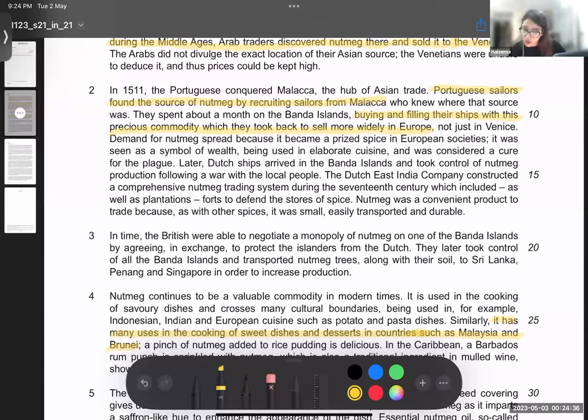Okay, so let's go over the remaining content points then. All right, so demand for nutmeg spread because it became a prized spice in European societies. Now, an example of how examples will not be included: it was seen as a symbol of wealth being used in elaborate cuisine. Now, this is an example of how it was seen as something luxurious. So you don't talk about this in your content points.